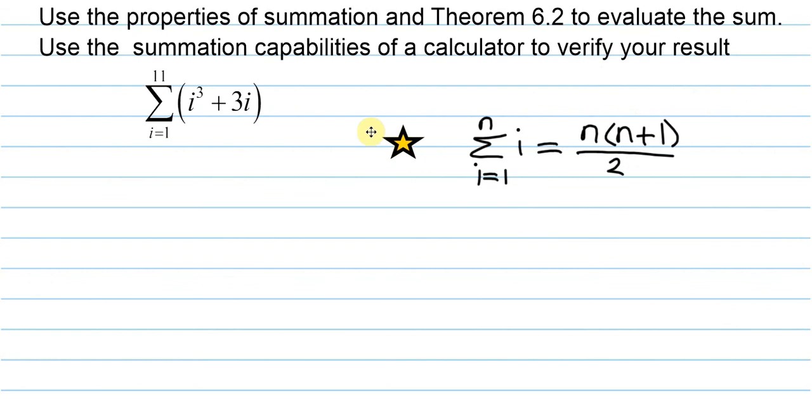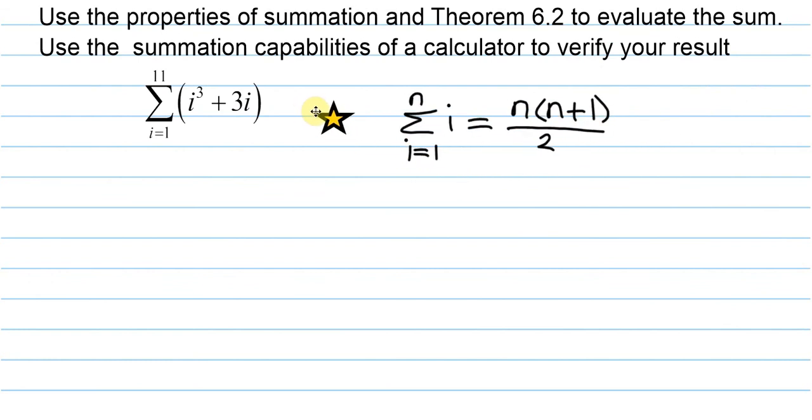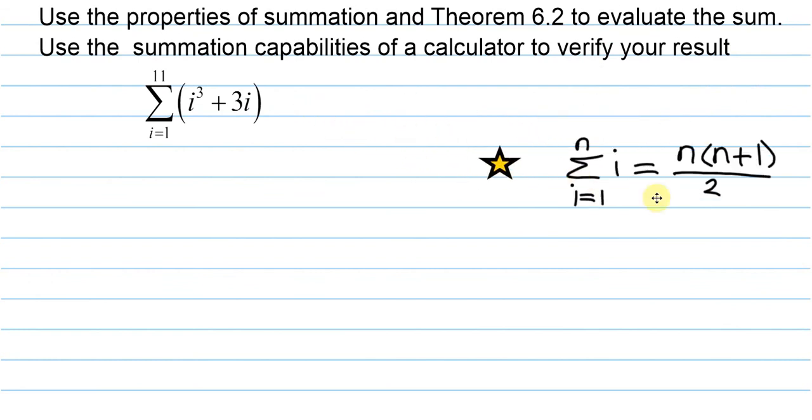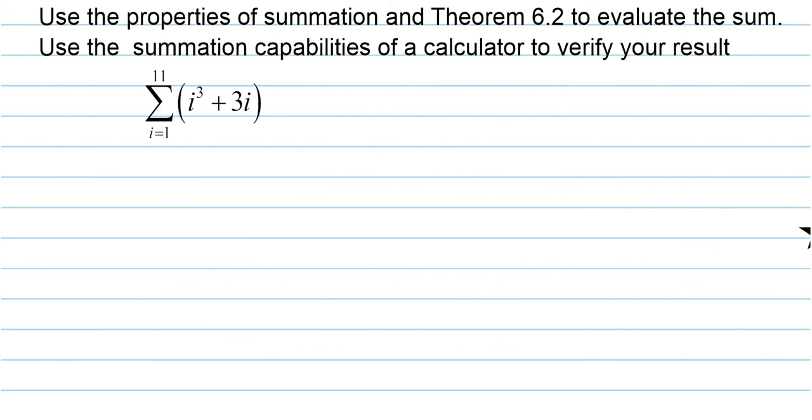Now to find this sum, we have to find the sigma of each part separately. So we can write our problem as sigma i cubed from i equal 1 to 11 plus sigma 3i from i equal 1 to 11. We prefer to take this 3 outside the sigma because it's a constant multiplied by i.